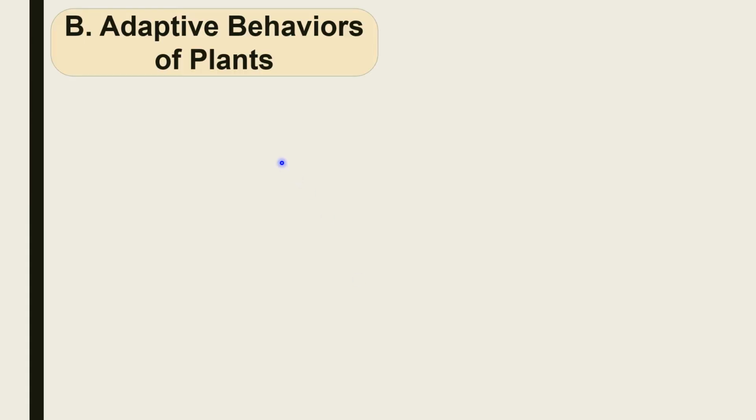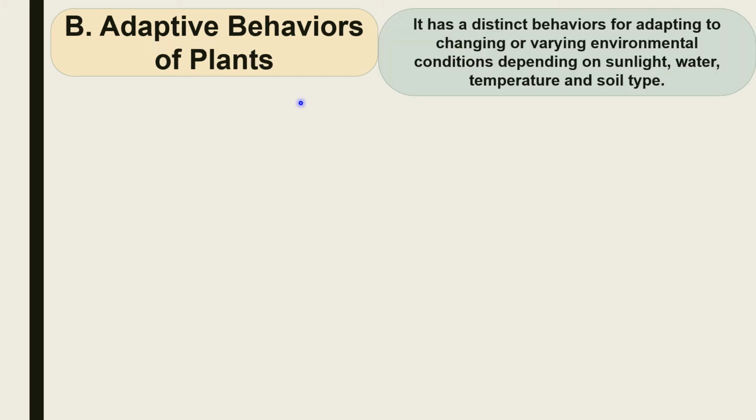So these are the second branch of plant adaptation, or the special structures of the plants. The second one is the adaptive behaviors of the plants. What is this? It is a distinct behavior for adapting to changing or varying environmental conditions depending on sunlight, water, temperature, and soil type.